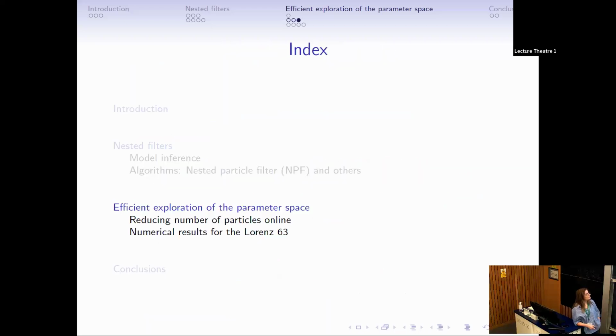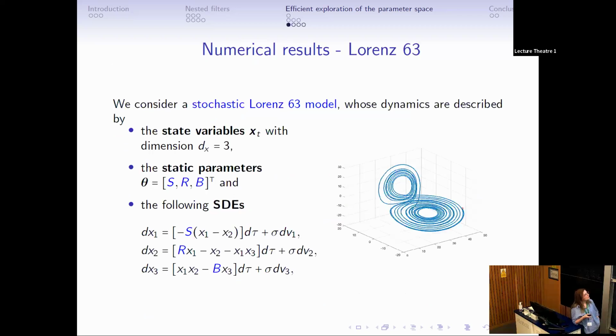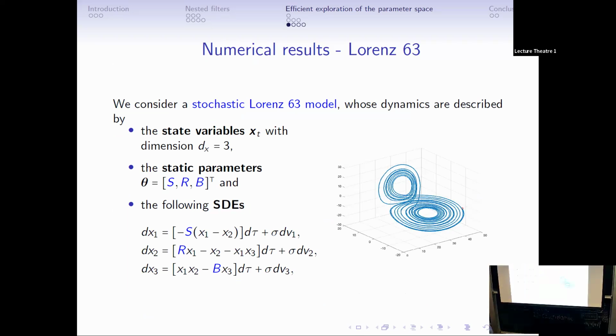Okay. So let's go to some numerical results. I don't have many, but I think they are quite illustrative, for the Lorenz 63. The Lorenz 63 is this nonlinear model that has this butterfly shape. It is a three-dimensional problem with three parameters to adjust. And these are the stochastic differential equations that describe it.